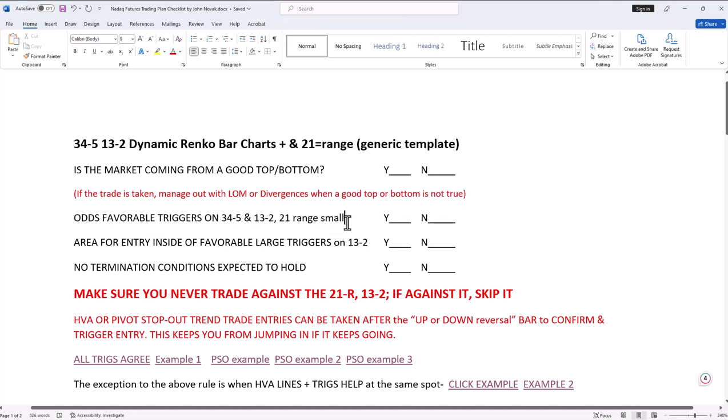You've already gone through the educational material. You know what that means. Entries are at Fibonacci areas. And when we say area, we mean Fibonacci area: mid-band, one-to-ones, blue fibs, red fibs, inside of the large triggers on the 13.2 chart. This is for the Nasdaq. So the Nasdaq doesn't use 13.251. Nasdaq uses 34.5, 13.2. Make sure you never trade against.